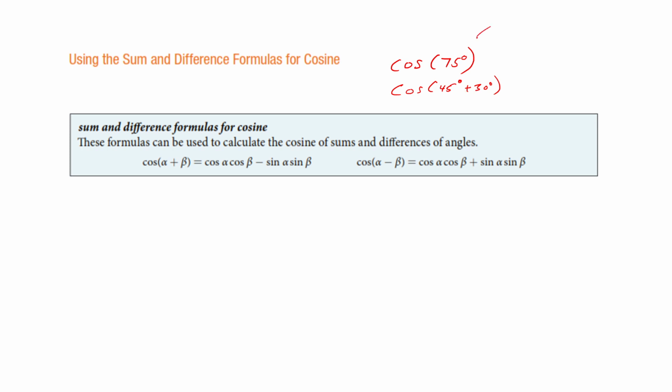So while I know nothing about this one, our unit circle doesn't help us, I do know something about 45 and 30. And I could then use these formulas that were derived many years ago, I'm sure, that help us see, okay, well, if you have the sum of two angles, the identity is proven that it's the cosine of the first, cosine of the second, minus the sine of the first, sine of the second.